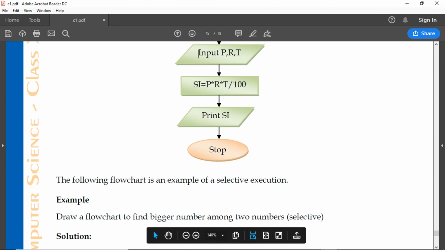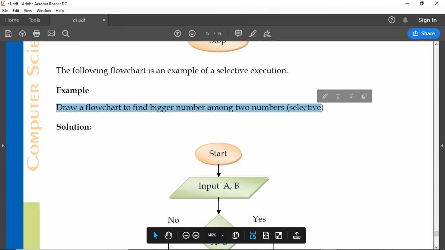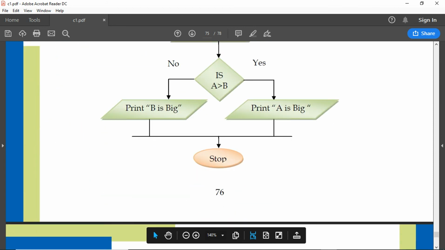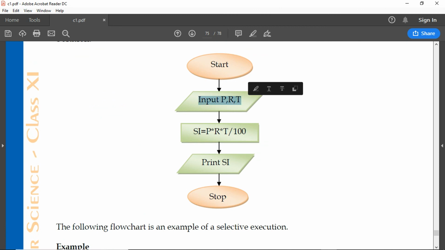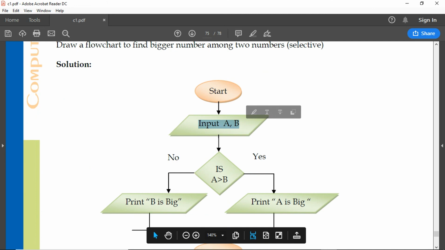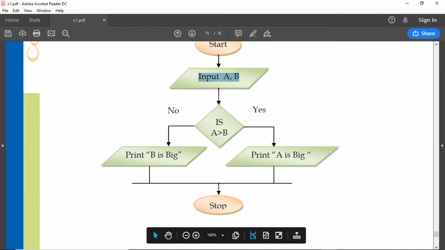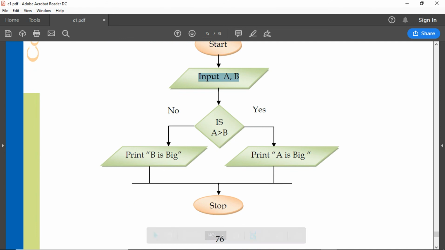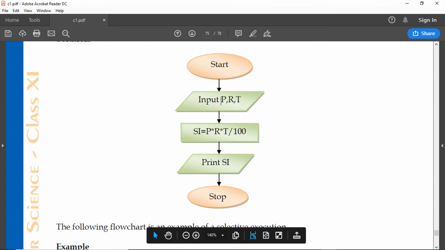The following flowchart is an example of a selective execution. Example. Draw a flowchart to find the bigger number among two numbers, selective. Solution. Start. Stop. Input A, B. Yes, no. Is A greater than B? Print B is big, print A is big. SI equals PRT/100. Print SI. Stop. Start. Input P, R, T.